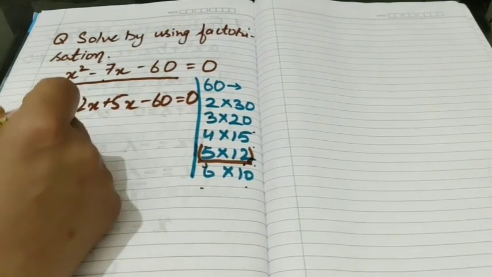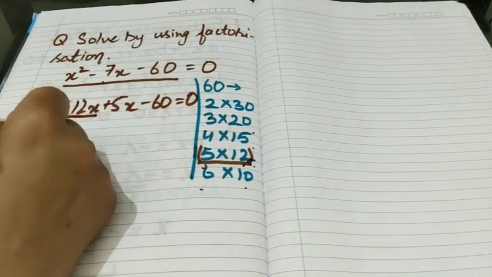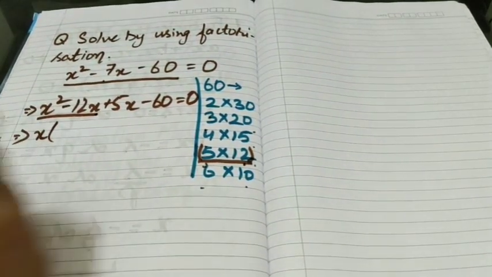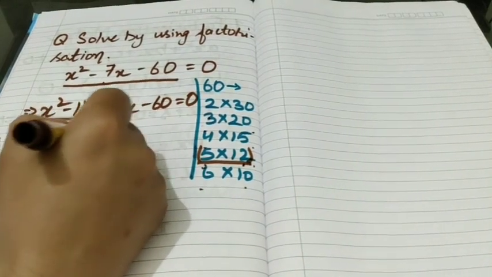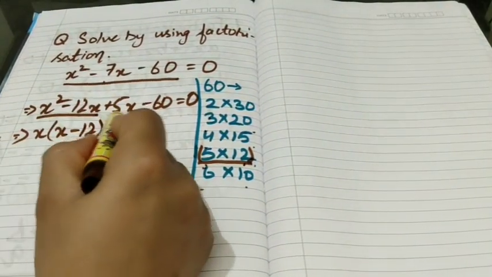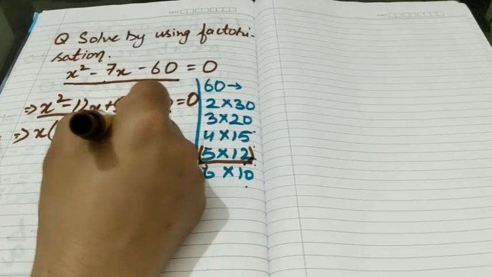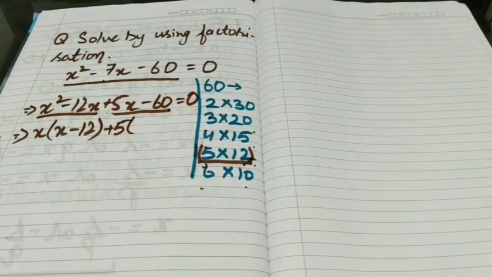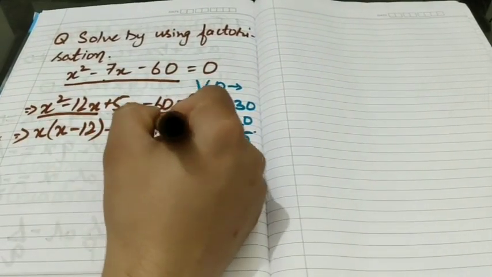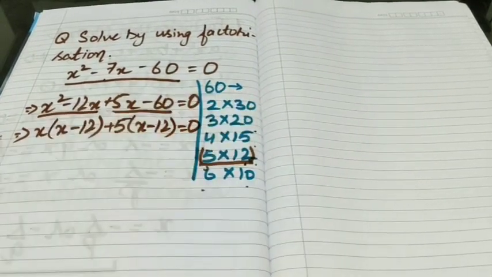For this, from these two terms I am going to take x common, so that inside the bracket we are left with x minus 12. And from these two terms we can take plus 5 common, so that inside the bracket again we are left with x minus 12 equals to 0 as it is.